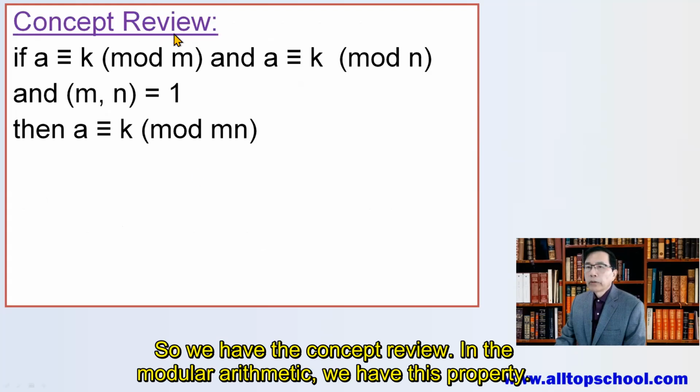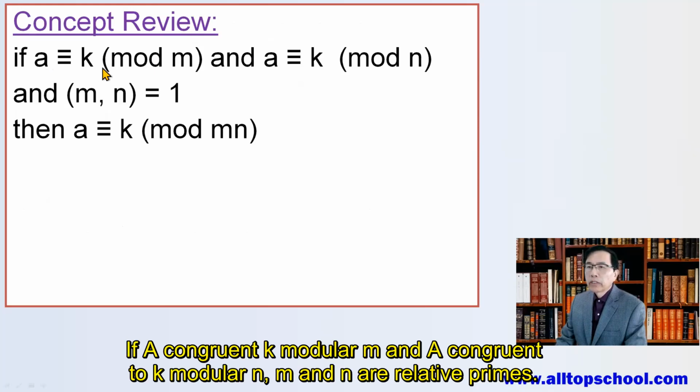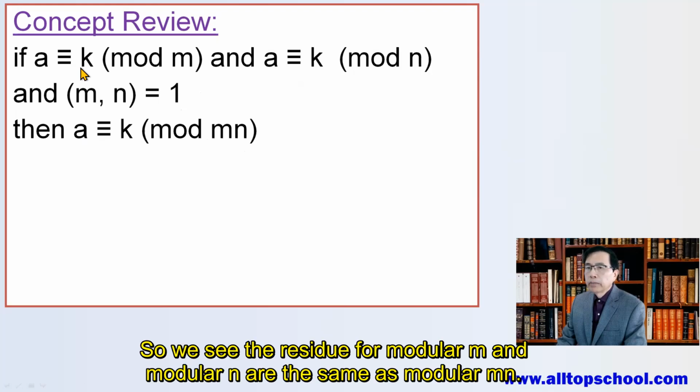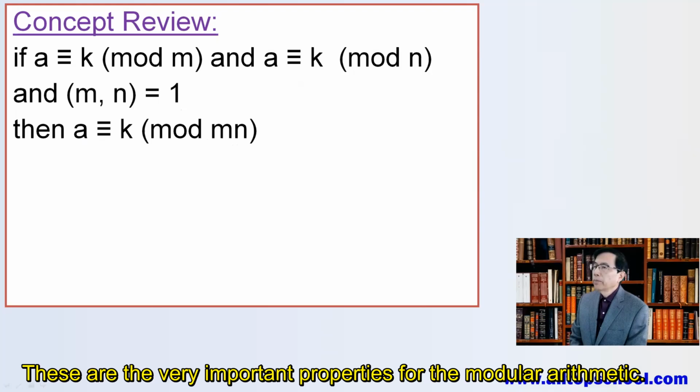So we have the concept review. In modular arithmetic, we have this property. If A is congruent to K modulo M and A is congruent to K modulo N, where M and N are relatively prime, then we can conclude A is congruent to K modulo M times N. So the residues for modulo M and modulo N are the same as modulo MN. This is a very important property for modular arithmetic.